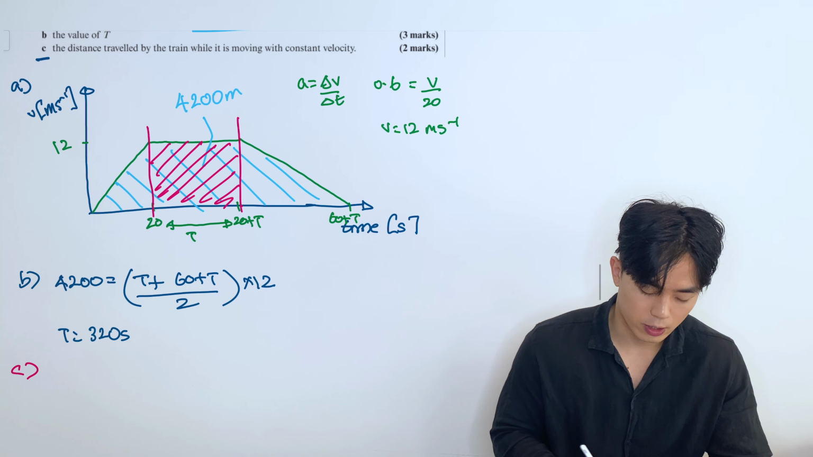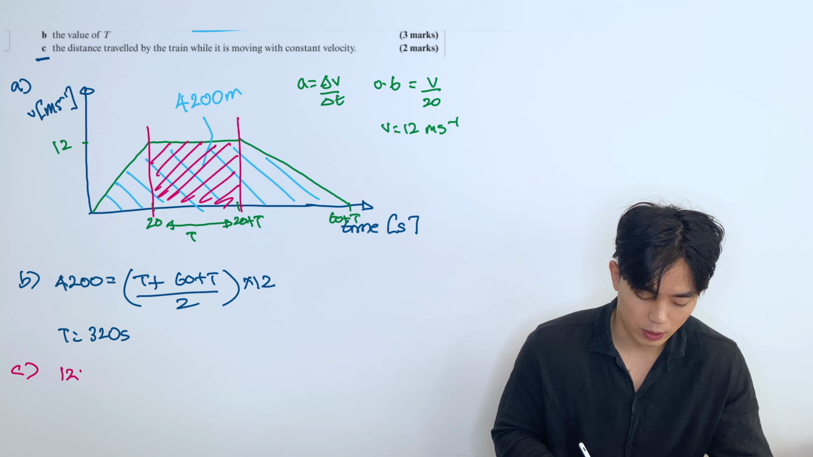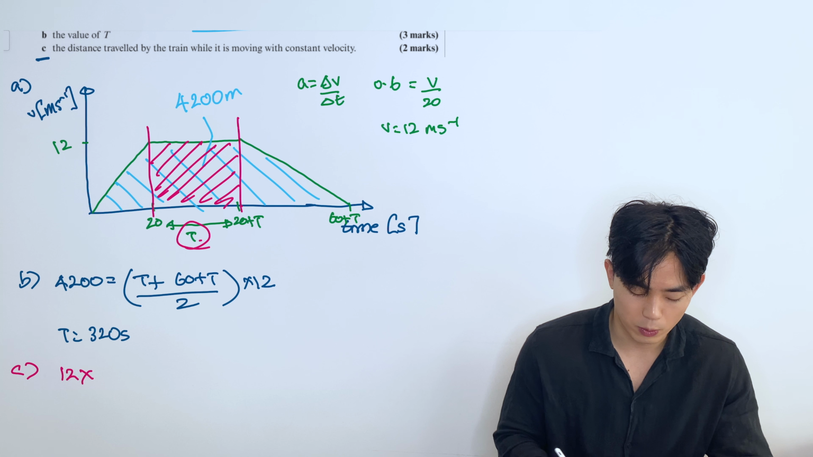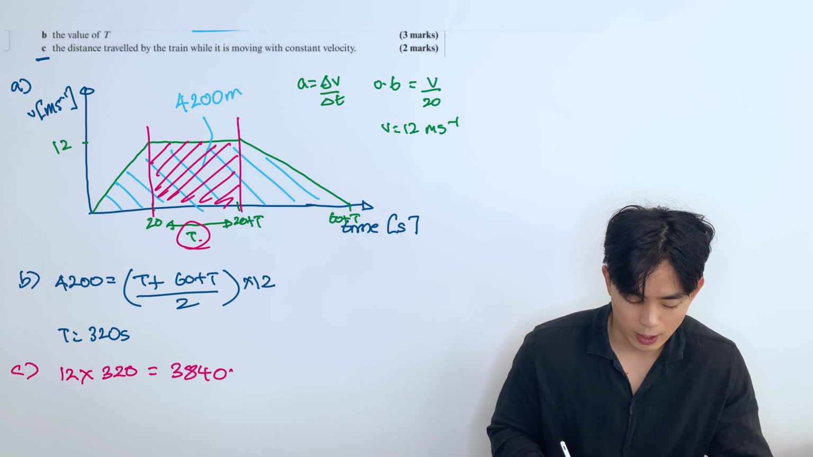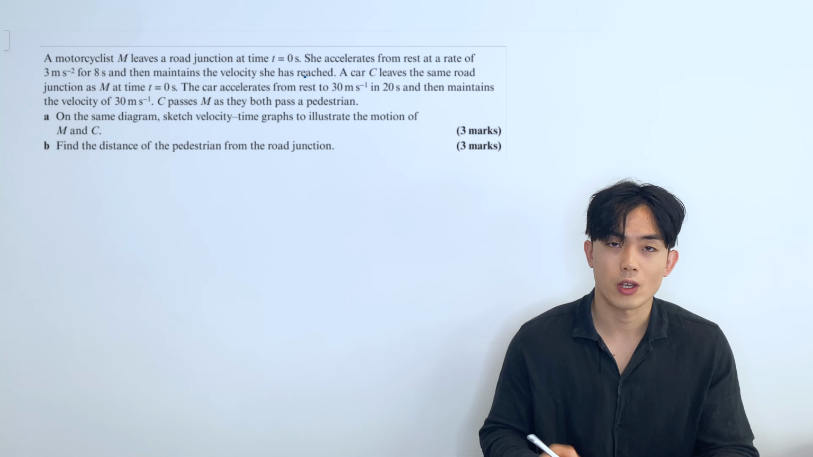That section is just a rectangle, so it's going to be height 12 times the length, which is t, which we worked out earlier, 320. That gives us a distance of 3,840 meters, like this. Let's just try one final one.